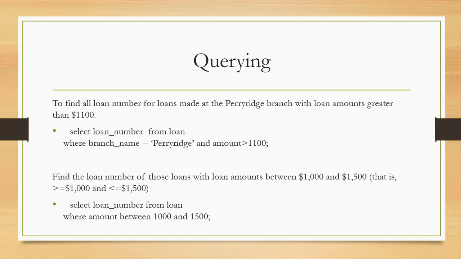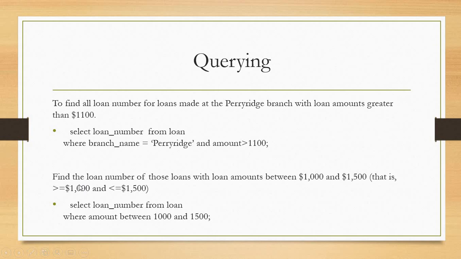So what is querying? Well, you're looking to see if something exists. So here, define all loan numbers for loans made at the Perry Ridge branch with loan amounts greater than $1,100. We select loan number, our attribute, from loan, our table, where branch name, our attribute, equals Perry Ridge. That is our branch. And amount greater than 1,100. If both of these situations are not true, we don't get that result.